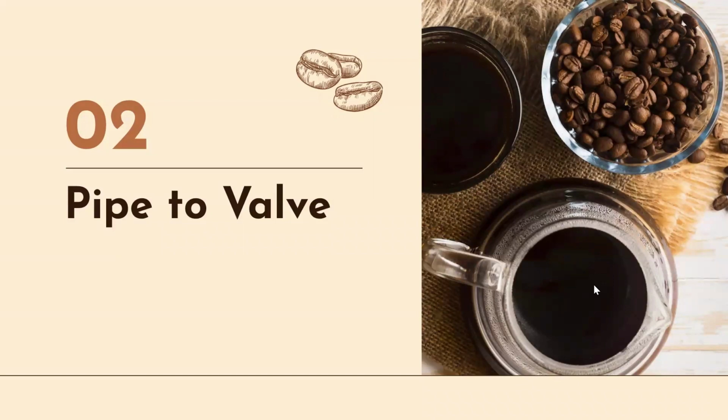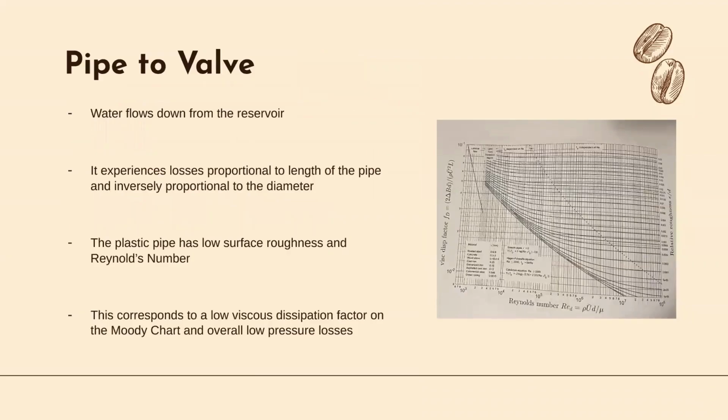The water then flows out of the reservoir down through a pipe. So the pressure from the reservoir causes the fluid to flow down, and in this pipe, the fluid experiences pressure losses proportional to the length of the pipe and inversely proportional to the diameter. This pipe has low surface roughness, and it also has a small Reynolds number because the velocity and the diameter are small. This corresponds to a low viscous dissipation factor on the Moody chart and an overall low pressure loss.